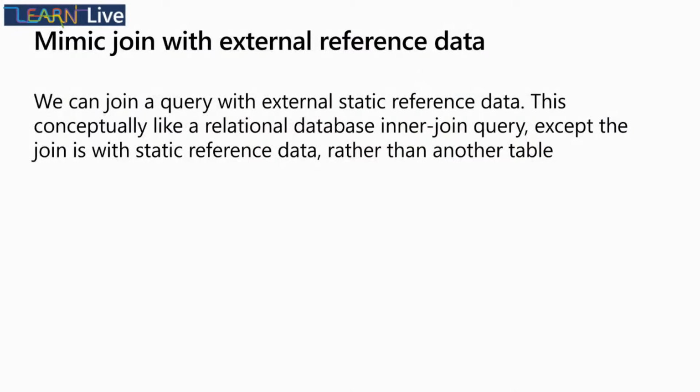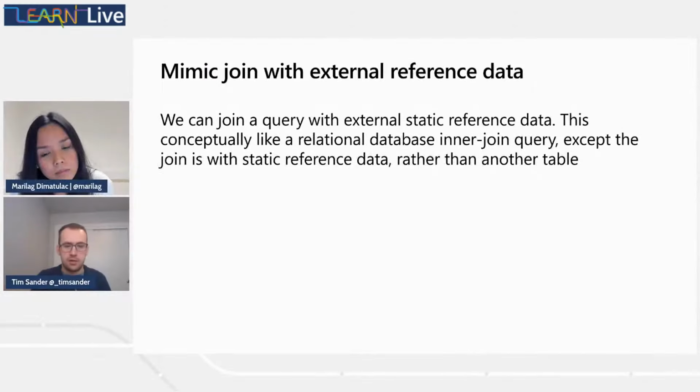Now, this is conceptually like a relational database inner join query, except the join is with static reference data rather than like a completely other table. In other words, this isn't functionality for cross-document or cross-collection joins. It's functionality for doing a cross product, right, between static text in your query and the data in the doc.